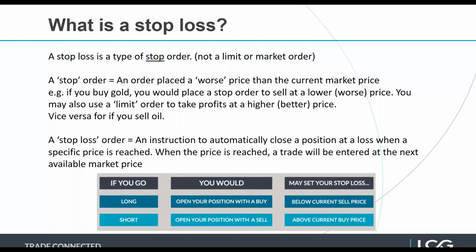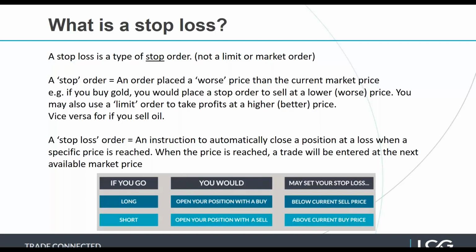I'll happily re-explain it. So we know a stop loss is a type of stop order. It's not a limit or a market order. The way a stop loss order works is that it's basically an instruction that you're giving the trading system to automatically close a position, which is obviously an open trade, at a loss when a specific price is reached. So what happens when that price level is reached? A trade will be entered at the next available market price.